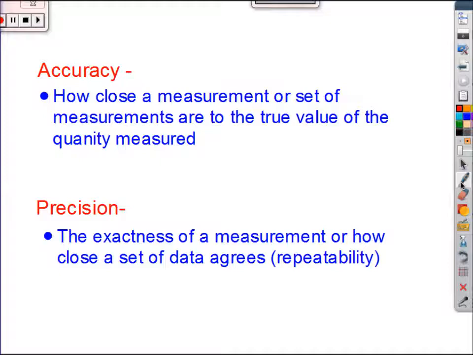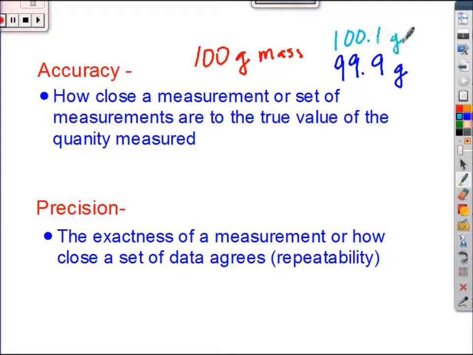For example, if I take a 100-gram mass and put it on one of my scales back there, and the scale reads 99.9 grams, the scale is pretty accurate. Not perfect, but pretty accurate. If I weighed it again the next time, it might read 100.1 grams. Sometimes we see a fluctuation because the wind blows and it changes a little bit. But it's pretty accurate, and it seems to be right around there.